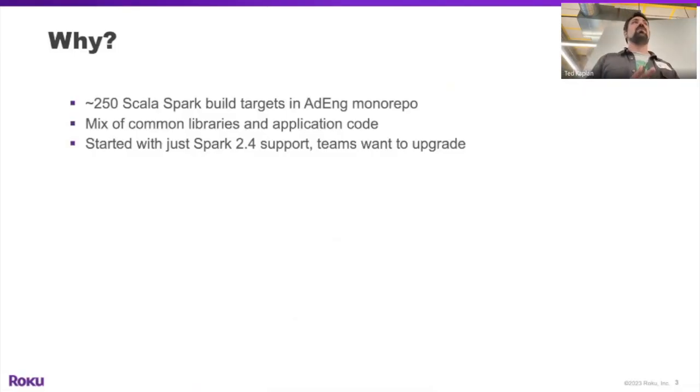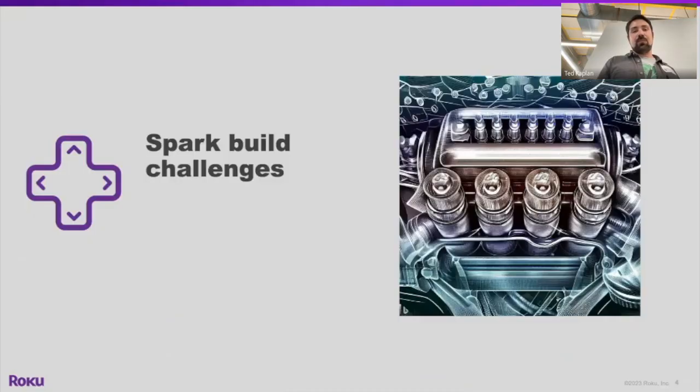So why is this a topic for a talk? For context, in our monorepo, we have about 250 Scala Spark build targets. Some are common libraries. Some are end applications. We started out supporting a single version of Spark, but there are new versions. Teams want to migrate to them.